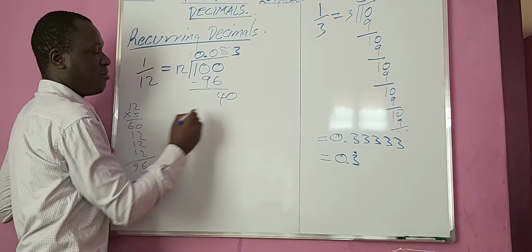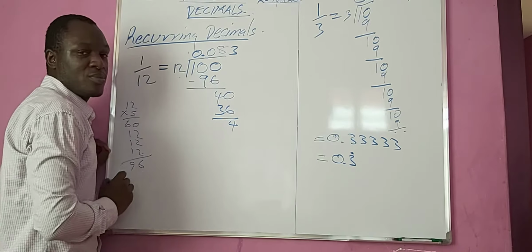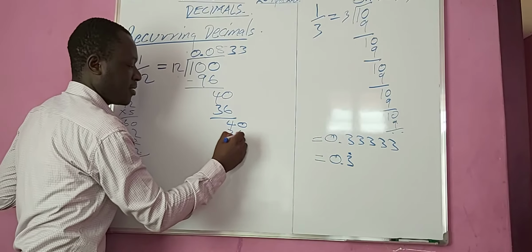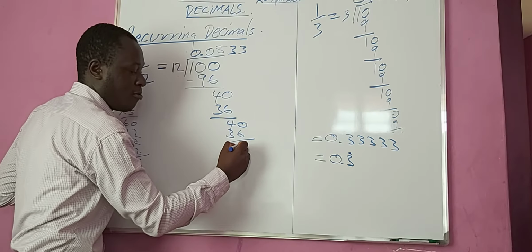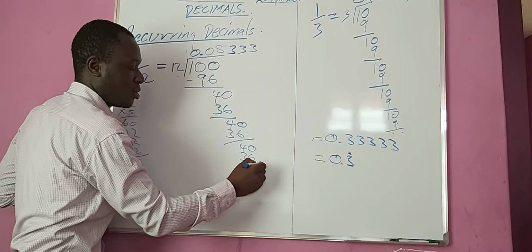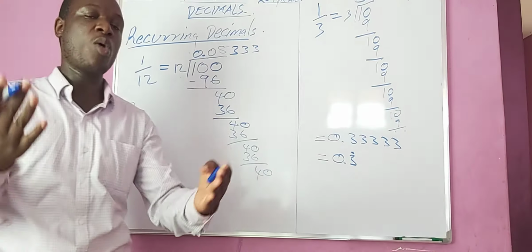3 times 12 is 36. You subtract, you have 4. Add another 0. 3 by that one, 36. You subtract, you have 4. Add 0. And you go on and on and on.